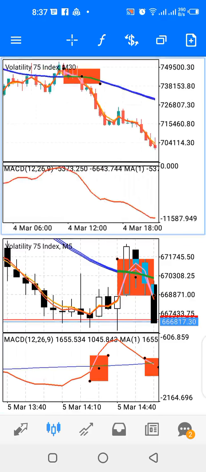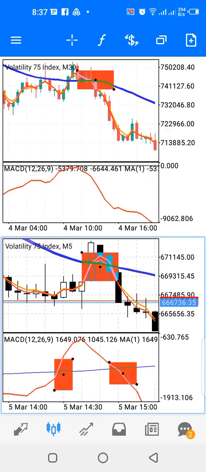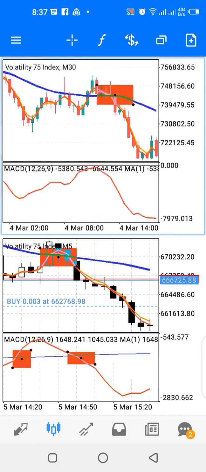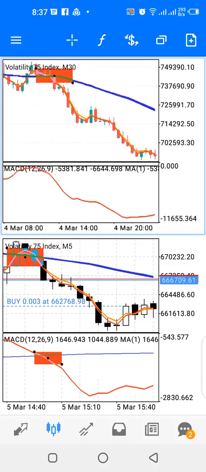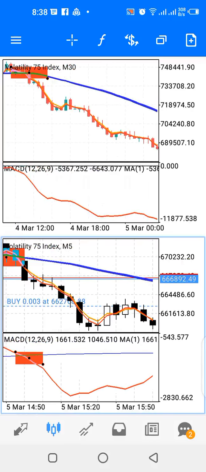So if you are using 15 minutes at the top, make sure your lower window is 1 minute. If you are using 30 minutes, make sure it's 5 minutes. If you are using 1 hour, make sure it's 15 minutes. If you are using 4 hours, make sure this is 30 minutes. If you are using daily, make sure this is 1 hour. So make sure there is always a time frame between the two time frames you are using for your upper and the lower window.